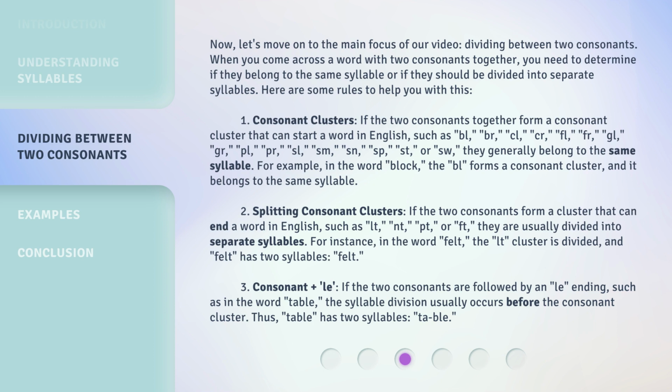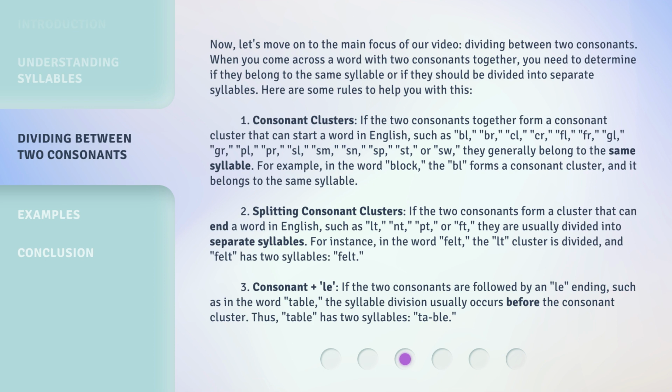For example, in the word block, the BL forms a consonant cluster, and it belongs to the same syllable. 2. Splitting consonant clusters. If the two consonants form a cluster that can end a word in English, such as LT, NT, PT, or FT, they are usually divided into separate syllables. For instance, in the word felt, the LT cluster is divided, and felt has two syllables.